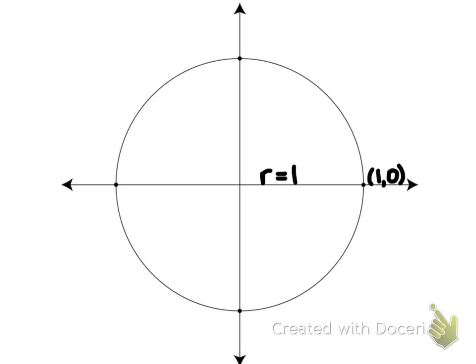So I'm going to go ahead and label these 4 points around the circle. So first on the positive x-axis, this is (1, 0). Straight up is (0, 1). To the left is (-1, 0). And at the bottom is (0, -1).